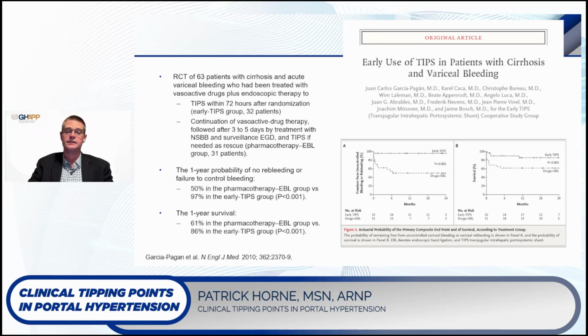Excuse me. And what they looked at was the 1-year probability of no rebleeding. And you can see that the early TIPS group was 97% compared to 50%. And also, when you look at survival, the early TIPS group had a 1-year survival of 86%, and that was compared to only 61% in the standard of care group.